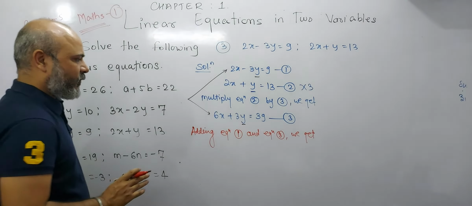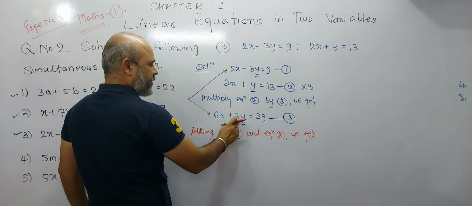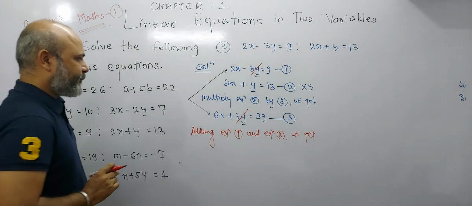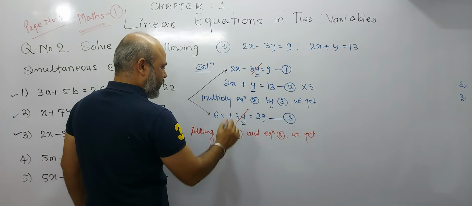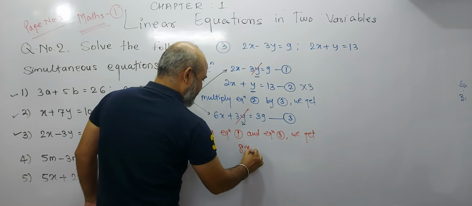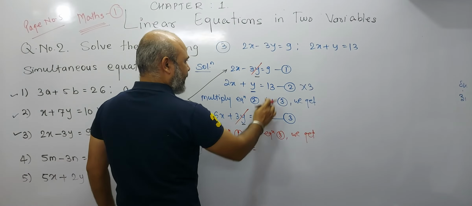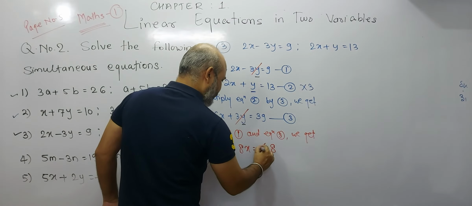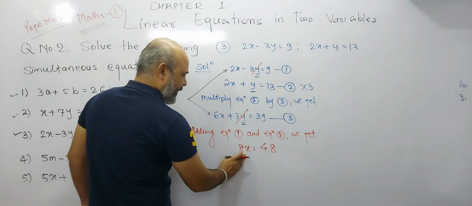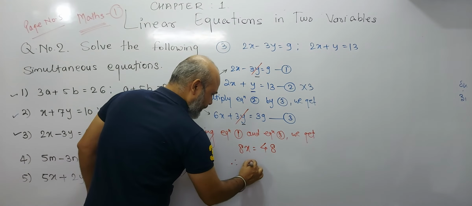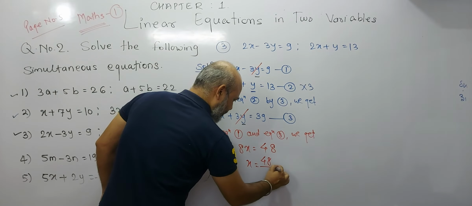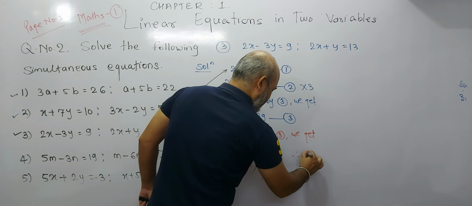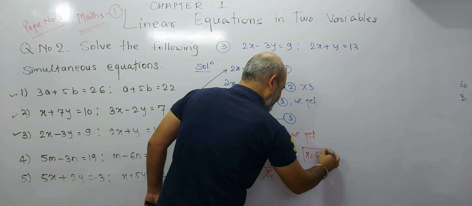So when you add equation 1 and equation 3, what will cancel out? This plus 3y and minus 3y will cancel out. So 6x plus 2x is what? 8x. And this is equal to 39 plus 9. So 9 plus 9 is 18, carry 1, and 3 plus 1 is 4. 48. And 8x is equal to 48. Therefore, what will be x? 48 divided by 8. 8 sixes are 48. Therefore, you will get x is equal to 6.